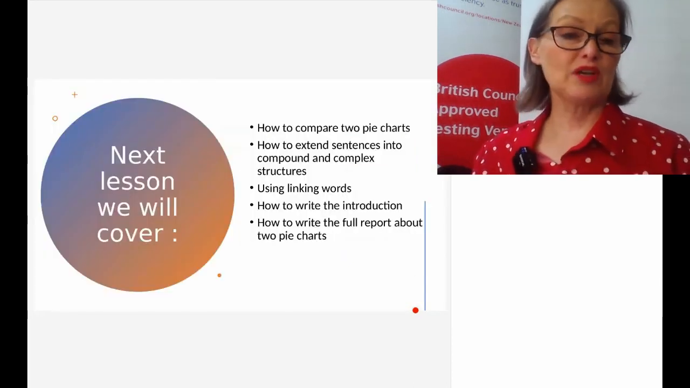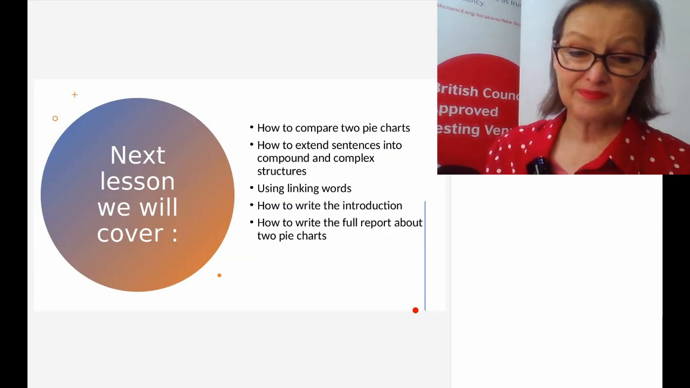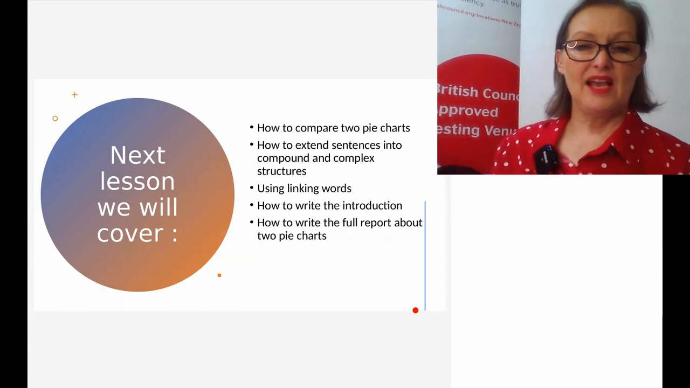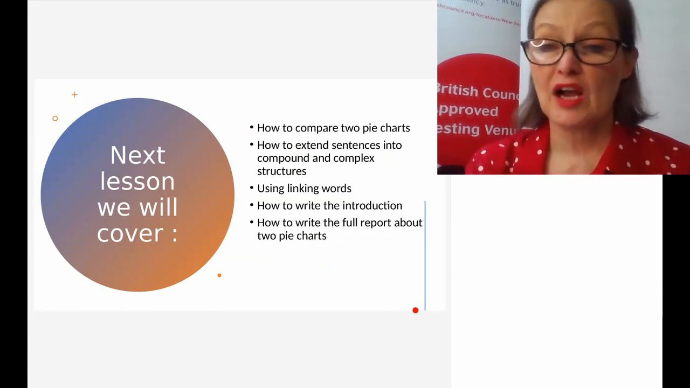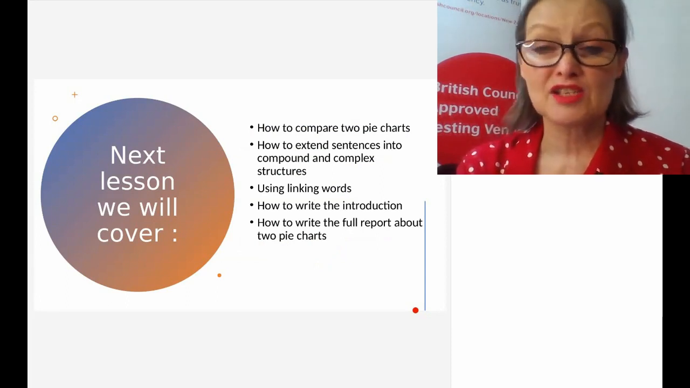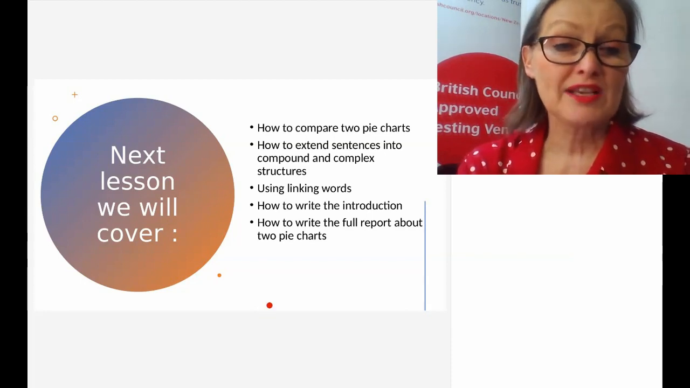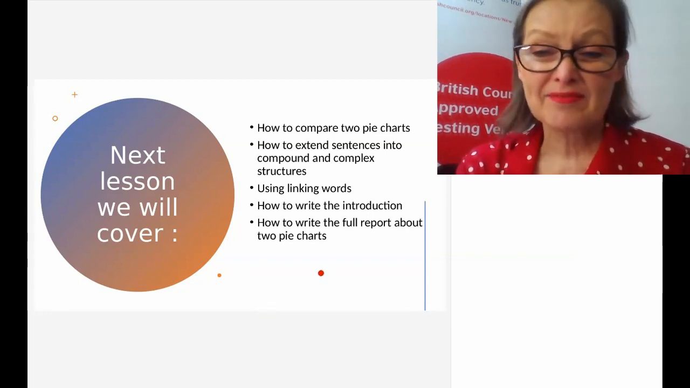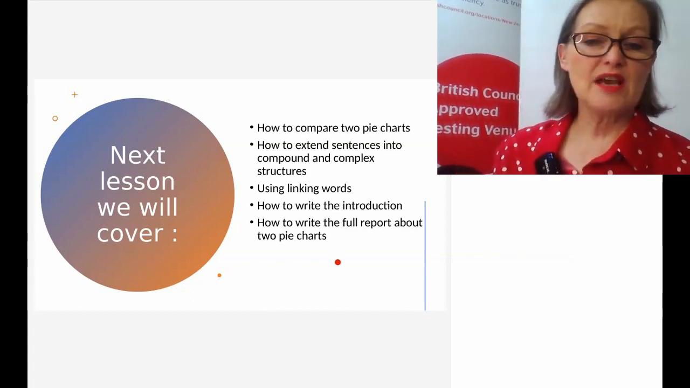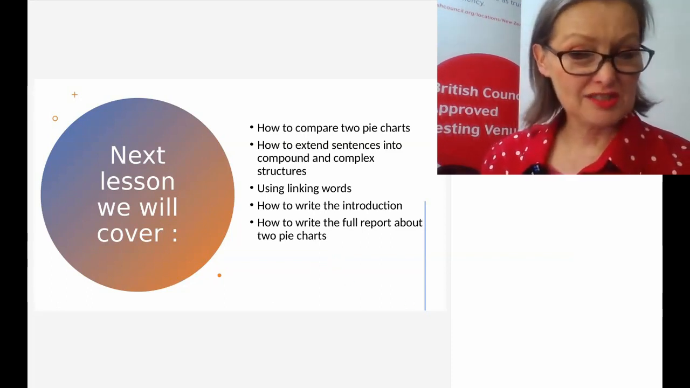In the next lesson, we're going to develop that into a paragraph with an introduction. So in the next lesson, I'll show you how to compare two pie charts, how to extend your sentences into compound and complex structures. We'll be using some linking words to do that. And I'm going to show you how to write the introduction. And basically, we'll write a full report about two pie charts.